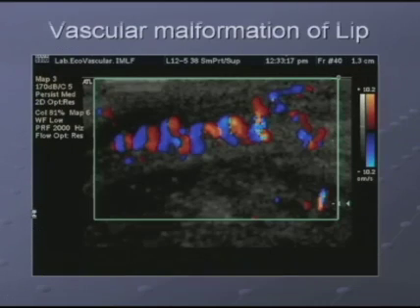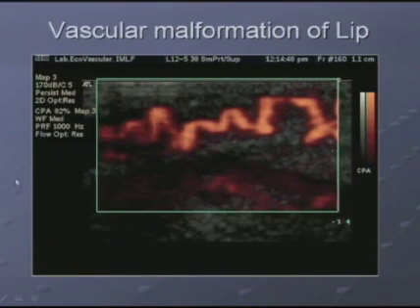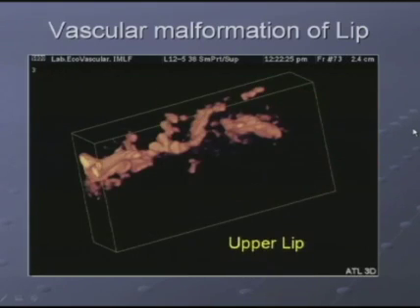In this case, we have a vascular malformation of the lip. This area is hypervascularized with these serpiginous vessels, better depicted by using power Doppler. And here we have the three-dimensional reconstruction of this area. This is a vascular malformation of the lip.